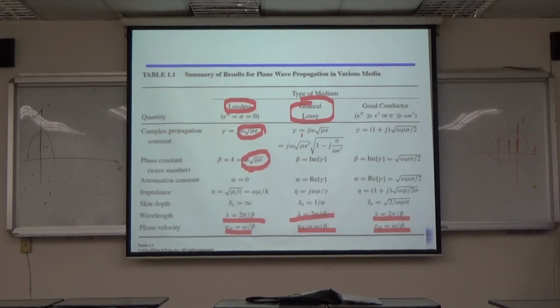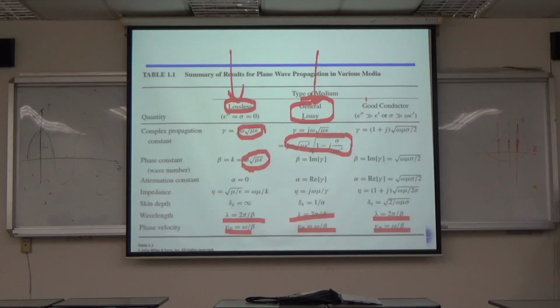Your gamma equals j omega square root of mu epsilon, and equals this ugly part, because you have the sigma, which is lossy. And your beta is the imaginary part of your gamma, and your alpha is the real part of your gamma. And your eta now is j omega mu over your gamma. And your skin depth equals 1 over your attenuation constant alpha. And for the wavelength and the phase velocity, it is the same. Okay, we already finished 2.